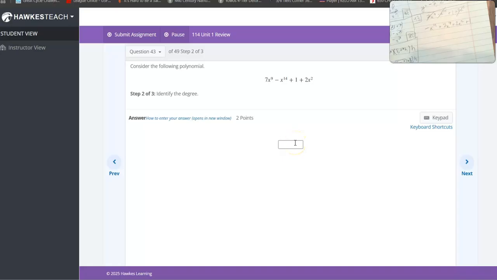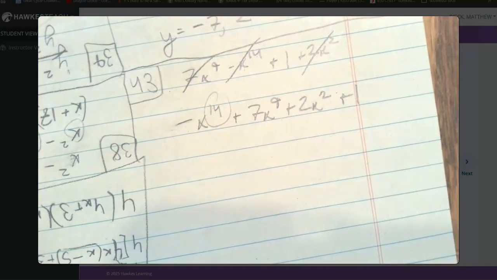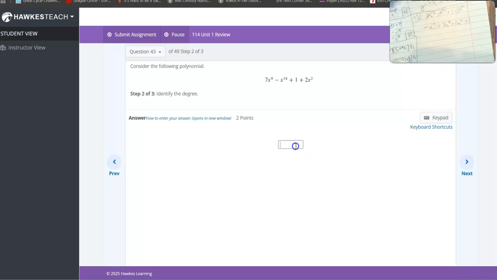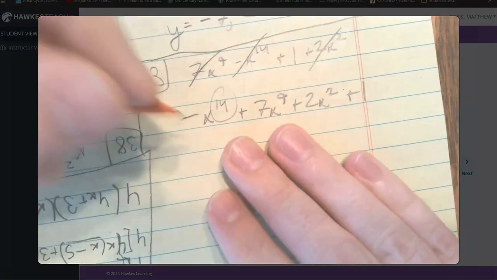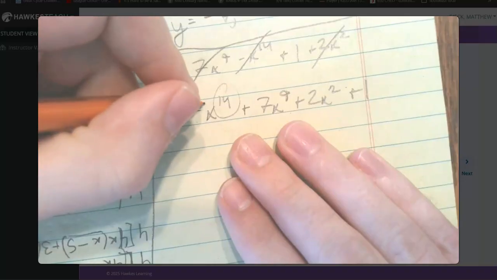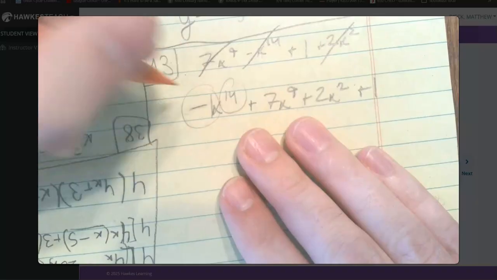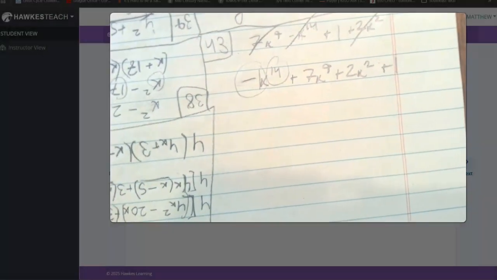All right. And then it says to identify the degree. So the degree is just the largest exponent that you have represented. So in this case, this is a 14th degree. So the degree is 14. All right. And the leading coefficient is the number in front of your highest degree term. So in this case, again, when there's no number explicitly given, we can kind of shove a 1 in there. So in this case, my leading coefficient is going to be -1.